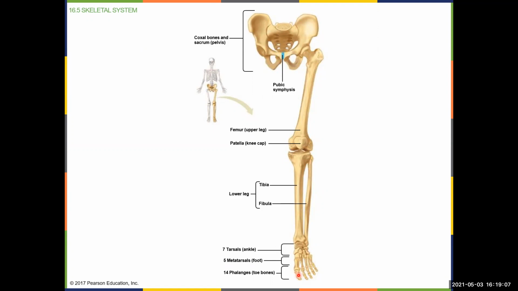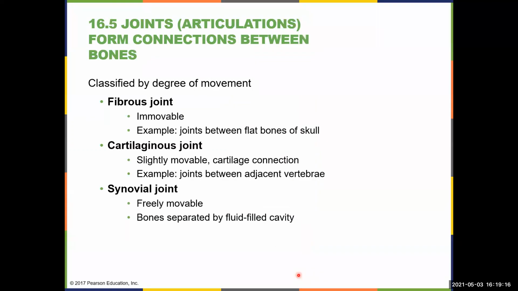Like I said, we have 206 bones in an adult, and they make up the axial skeleton and the appendicular skeleton. Next, we're going to look at the types of joints that exist between bones. The joints are classified based on how much movement they allow. Fibrous joints are immovable, and an example is the joints between the flat bones of a skull.